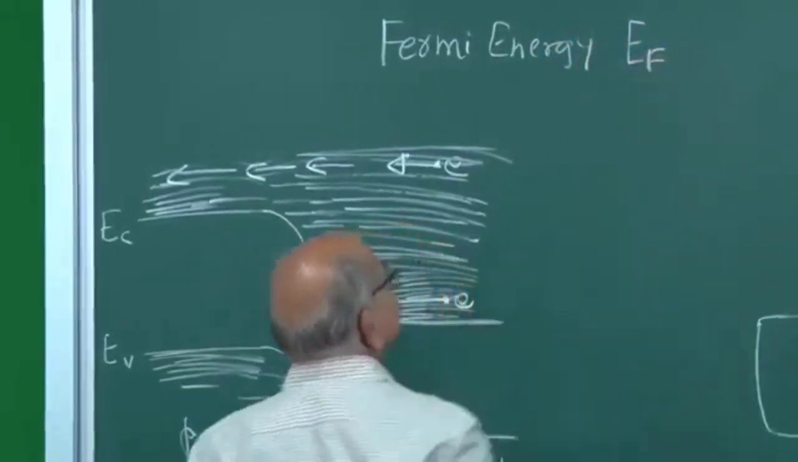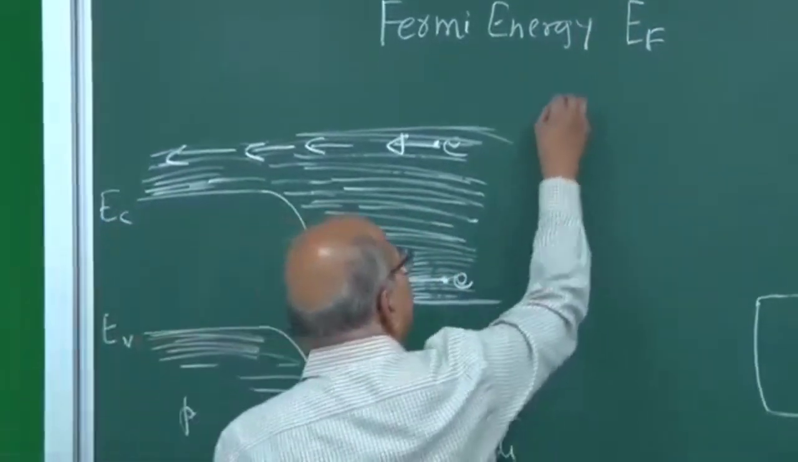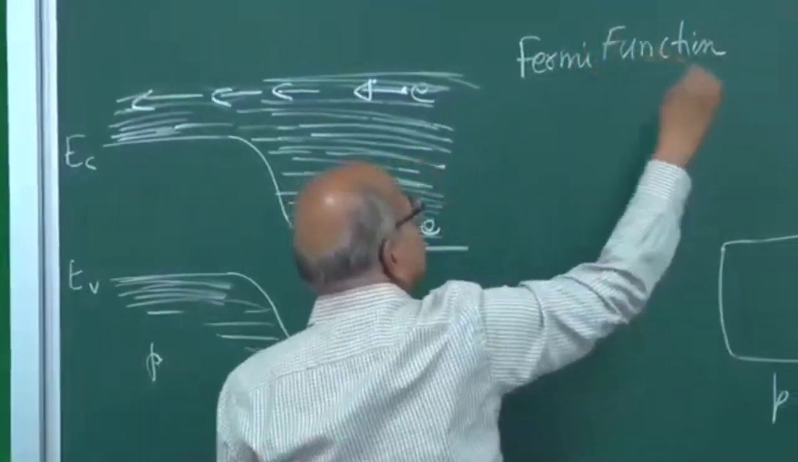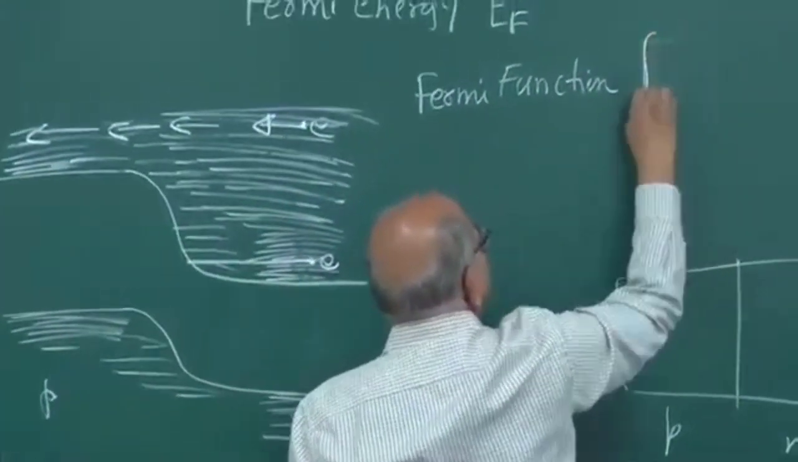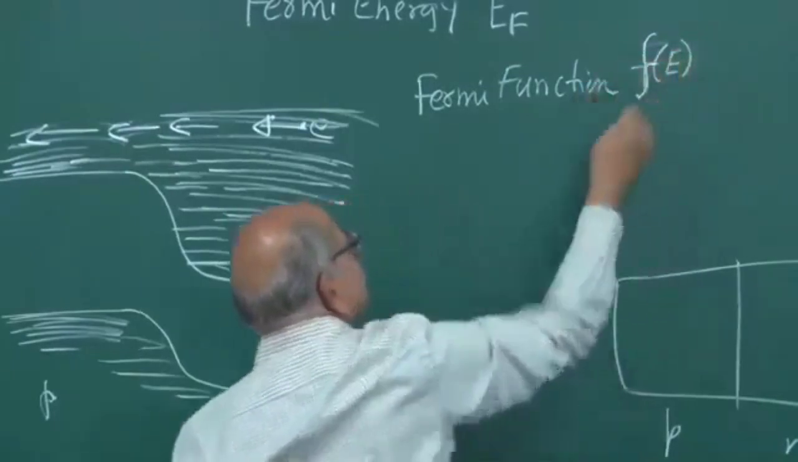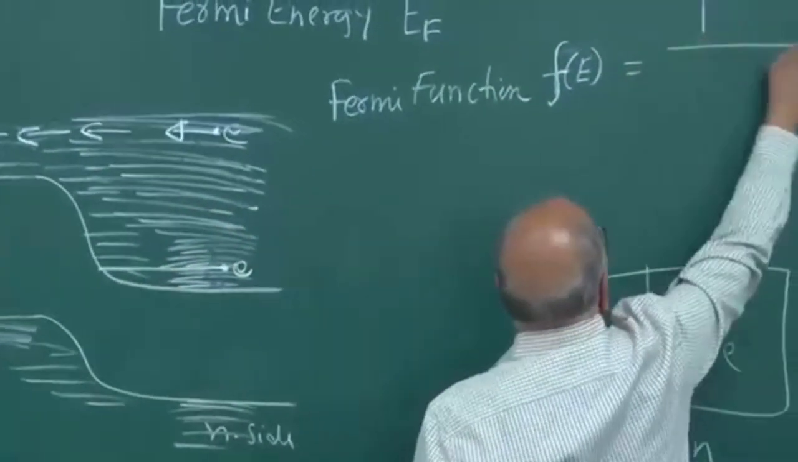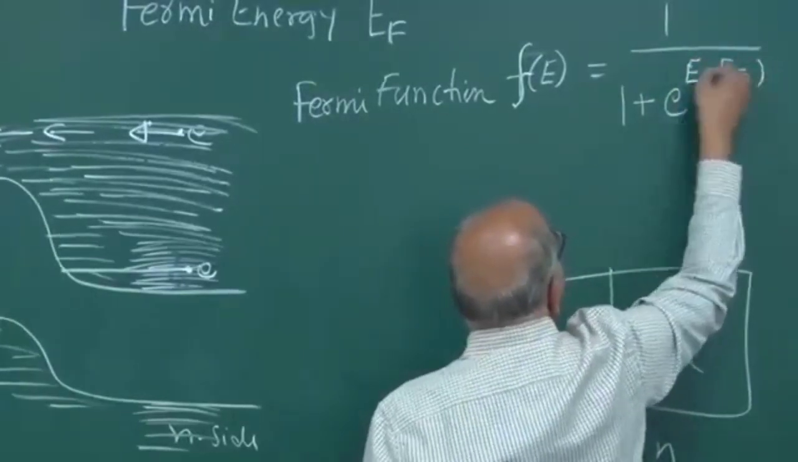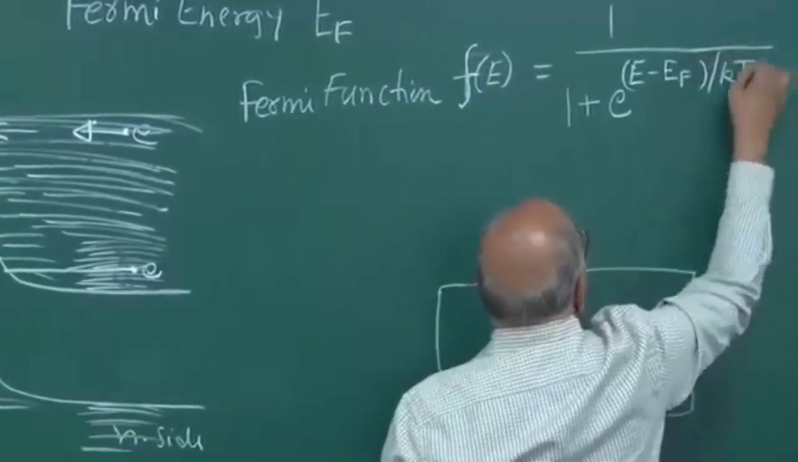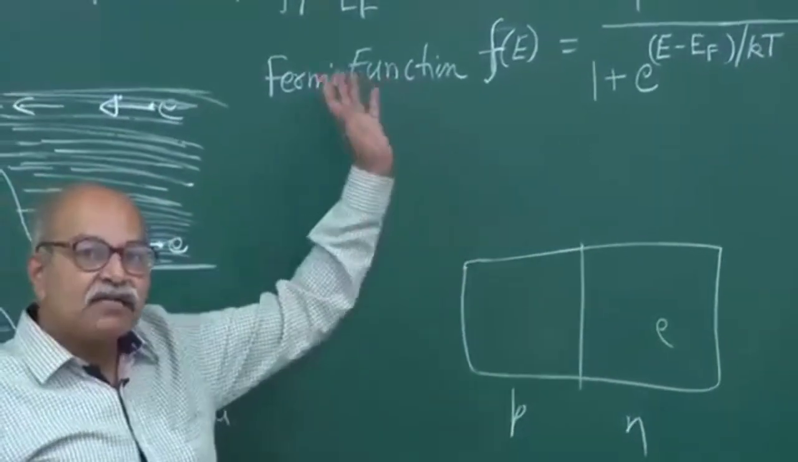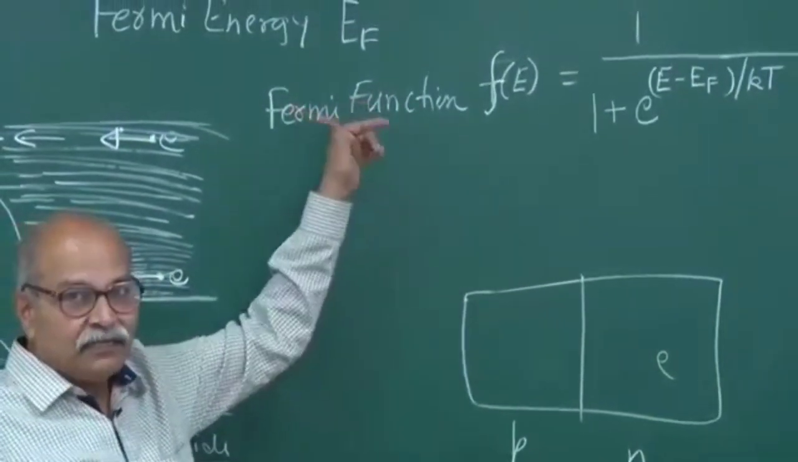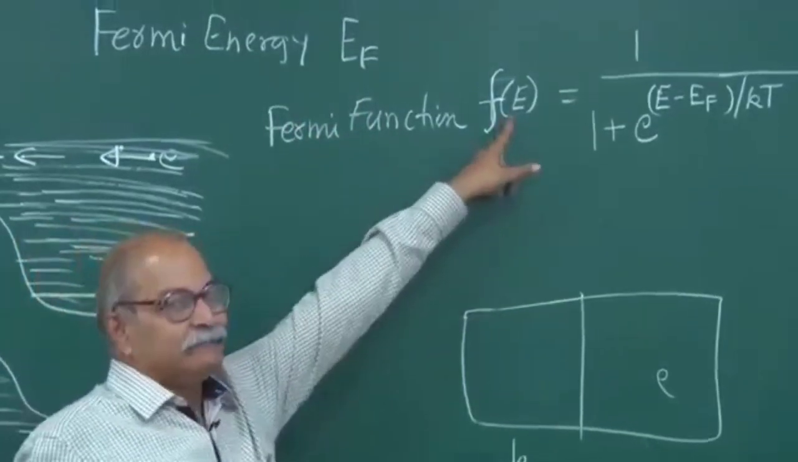written as EF. So I'll write a function which is known as the Fermi function, and then I'll tell why I'm writing this, what is the significance. This is F, let's call it f, a function of energy, and it is written as 1 over 1 plus e to the power (E minus EF) divided by kT, Boltzmann constant times temperature. This particular function represents the probability that an electron will occupy a quantum state at this energy.